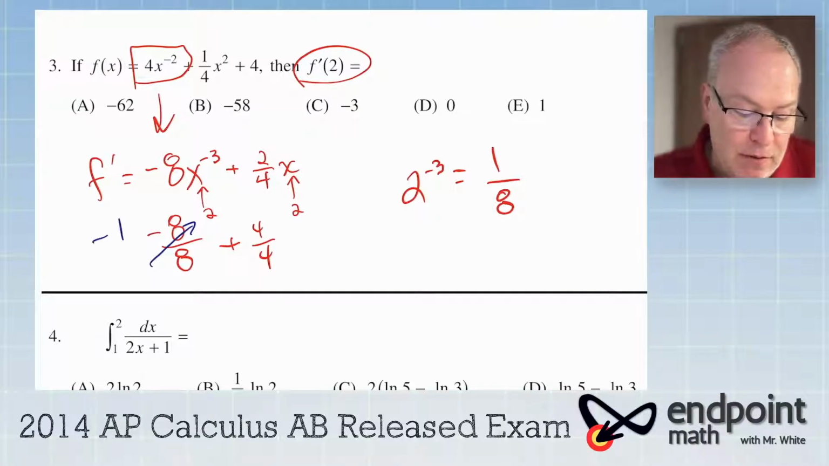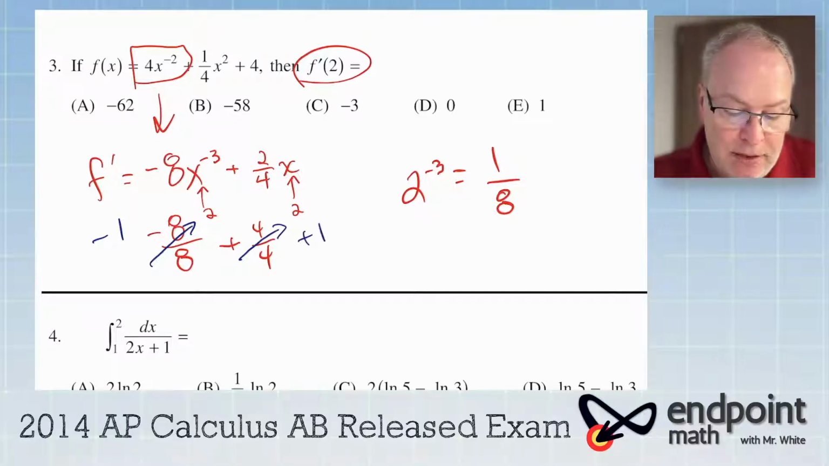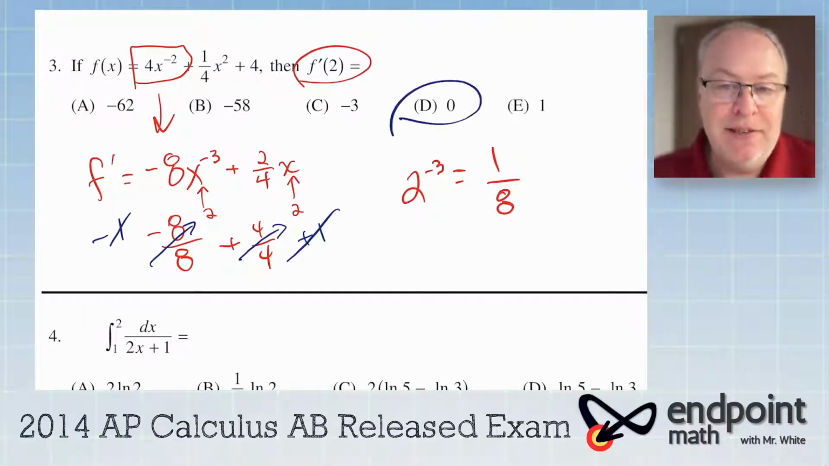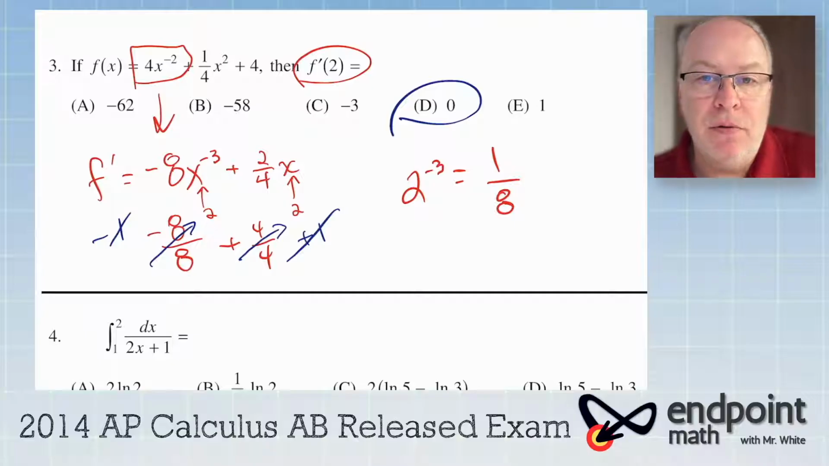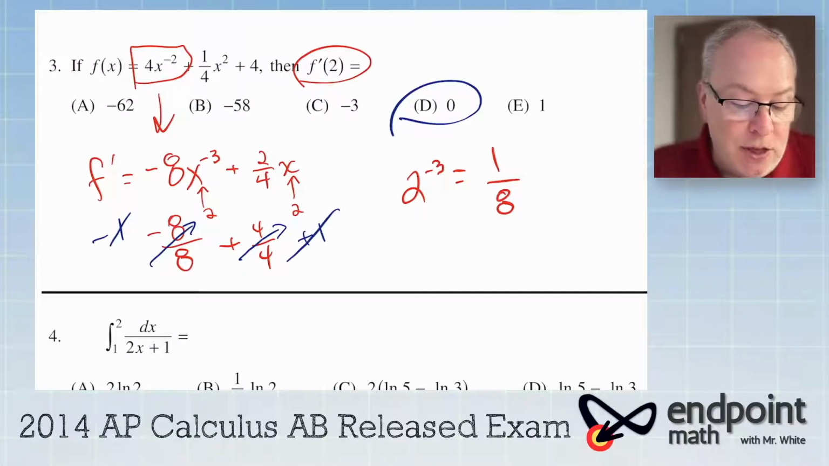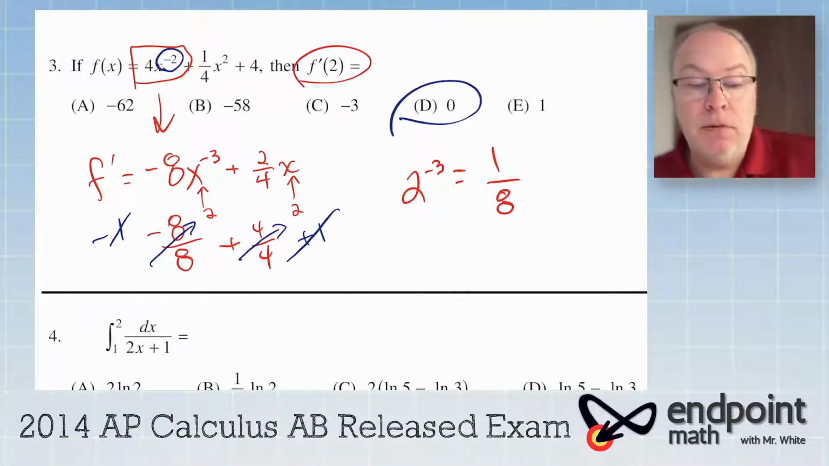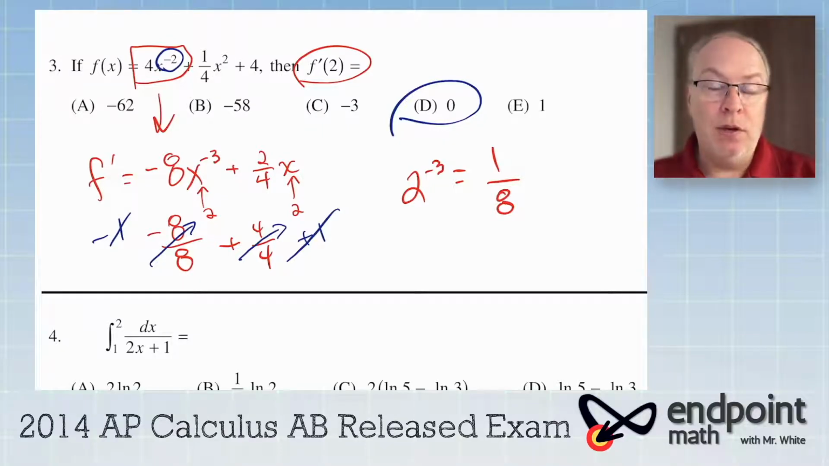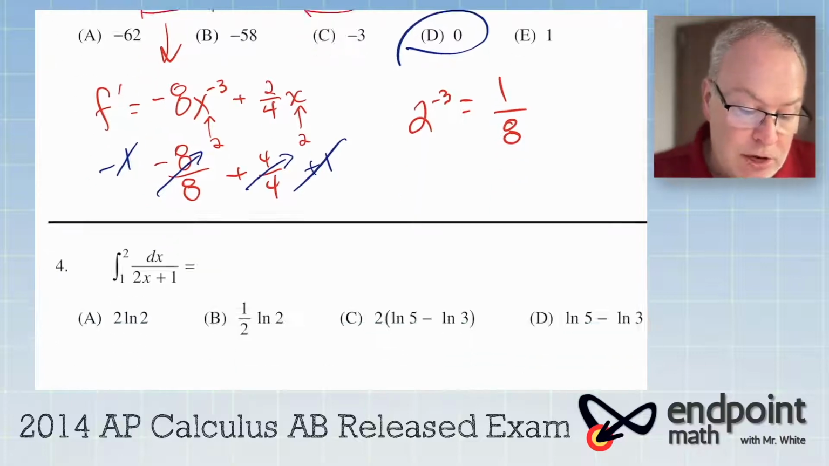This is negative 1. This is positive 1. They add up to 0. The answer is 0. Hopefully you followed my logic there. I think the trick was that negative exponent. When you take the derivative, it becomes negative 3, not negative 1. And then just the plugging in there.